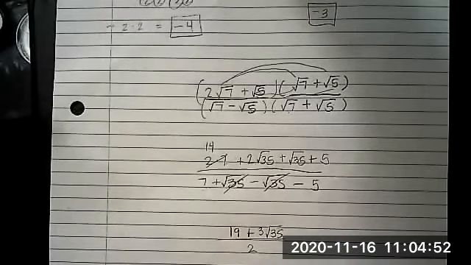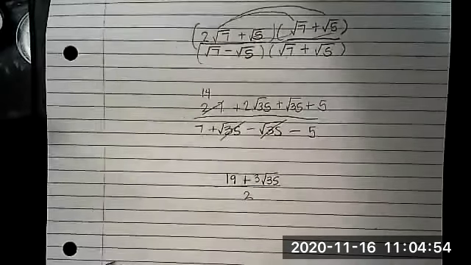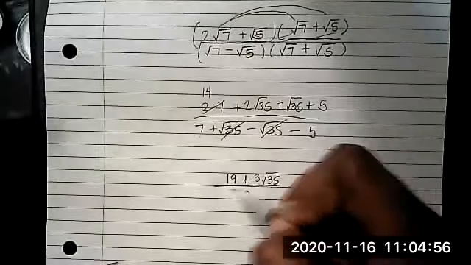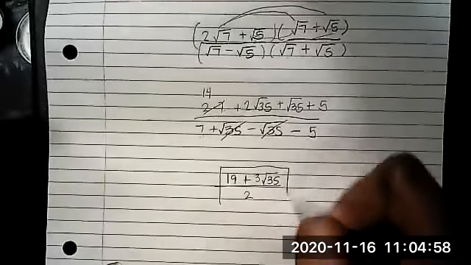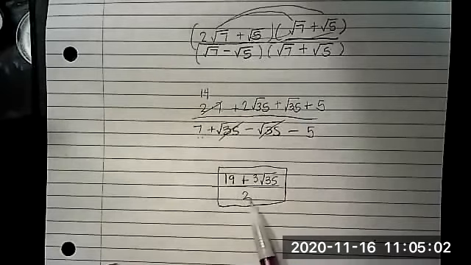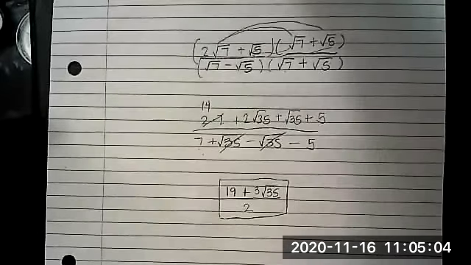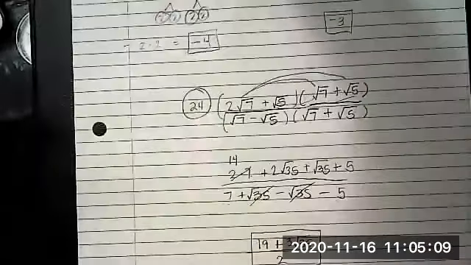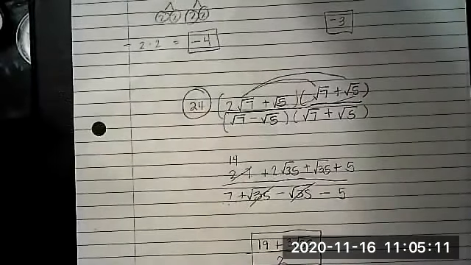Okay? So can't combine any of those, can't really simplify. This is your answer here. Okay? And this can be your answer because there's no radicals at the bottom of a fraction. So that is your answer for this one, number 24. Okay? That one is number 24. All right, so we did that one.